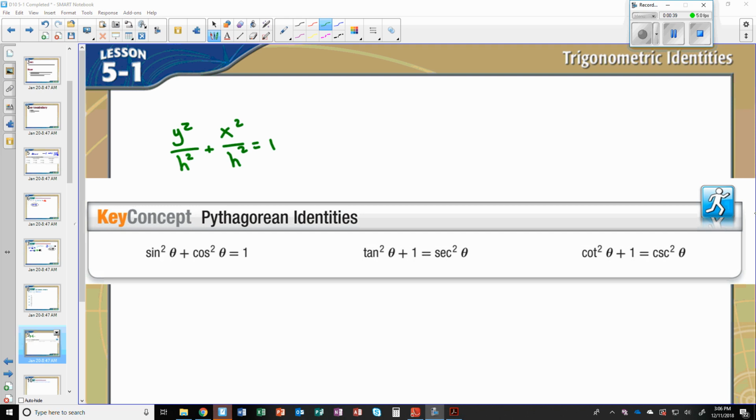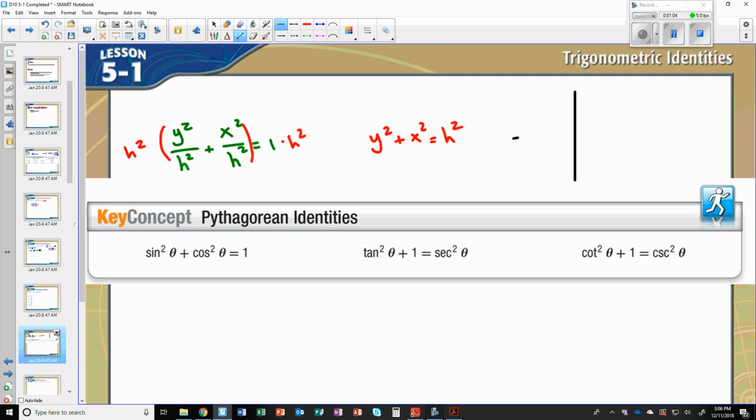Let's say we took this and we decided let's solve the equation for, let's put h squared over here. So I multiply each side by h squared. Now if I did that over here, those would cancel or simplify out, and I'd be left with y squared plus x squared equals h squared, where this is the y value, this is the x value, and this is our hypotenuse. Now let's go look at a graph, and this I think will make a lot of sense.